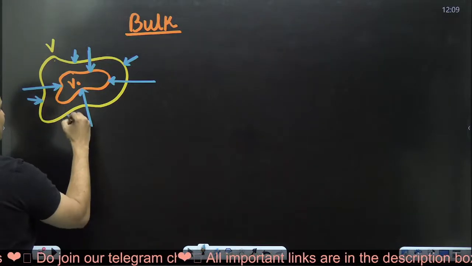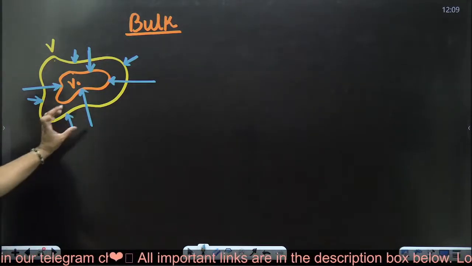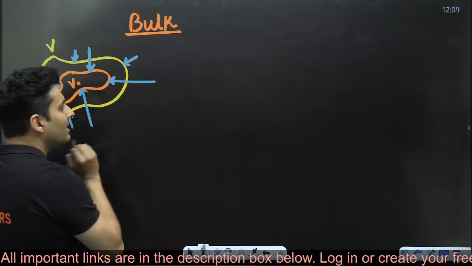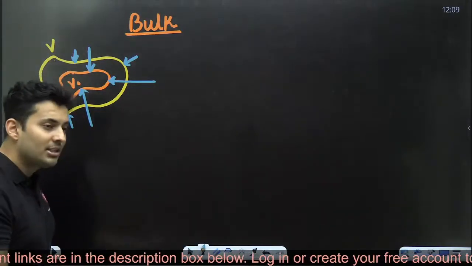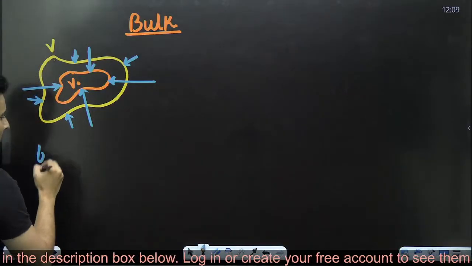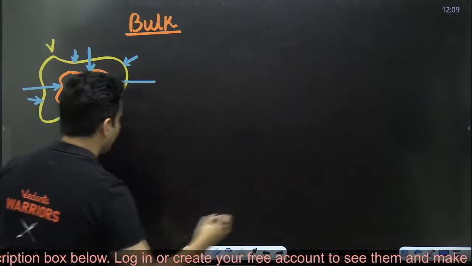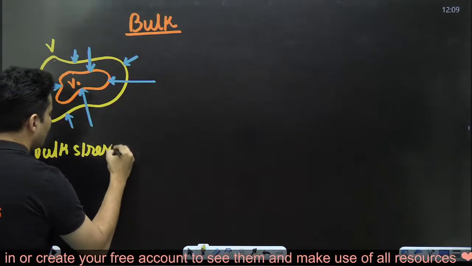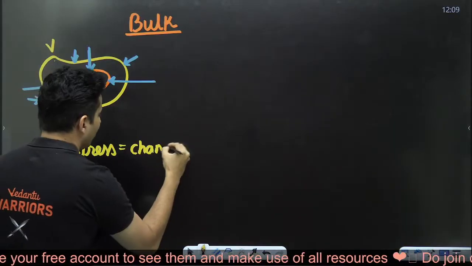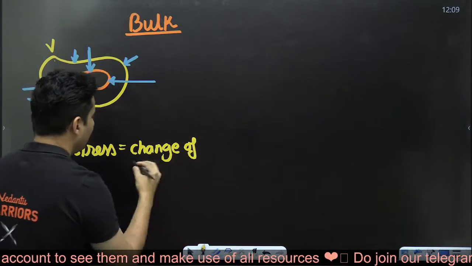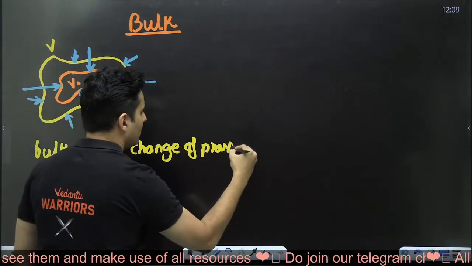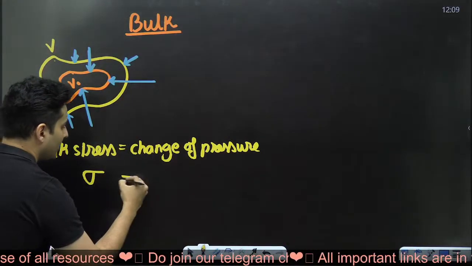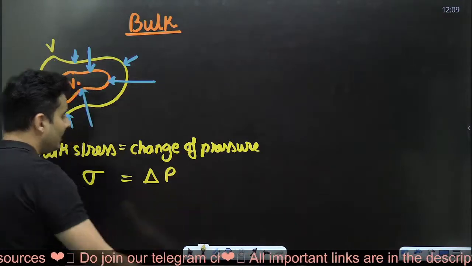I hope you see the difference. Yes, small arrow marks on this. Pressure was more, pressure has become less. So there is a change in the pressure which is happening. That change is called the bulk stress. So bulk stress is basically the change of the pressure. So the bulk stress is technically delta P.